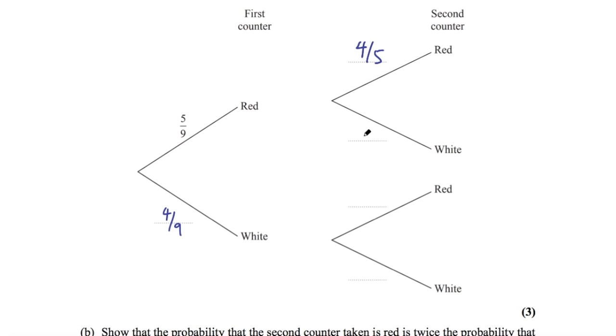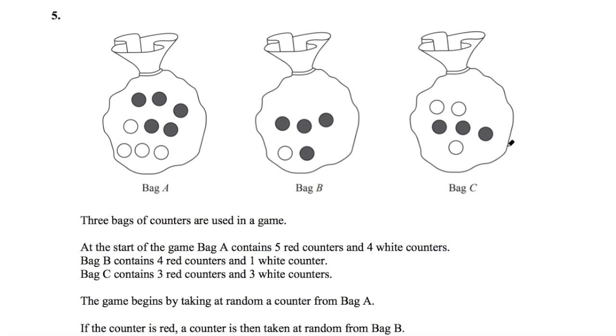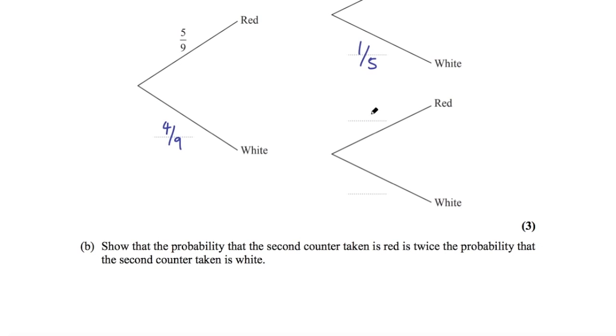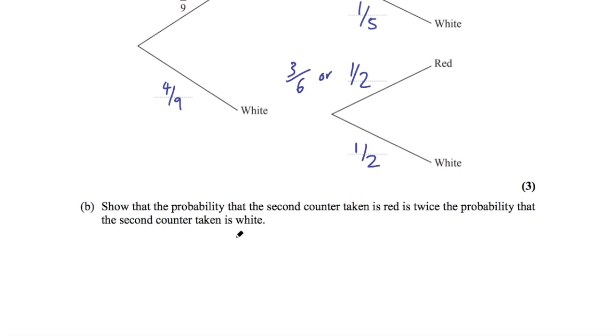And the probability of a white will be 1 out of 5. And if our first pick was a white counter, then we pick from bag C, and the probability of the counters being red or white is equal here because we've got 3 red and 3 white, and that'll be a half for each one. So you could write 3 out of 6 or 1/2 is fine. So 3 out of 6 or whichever answer you want to put is fine, and 1/2 for white.